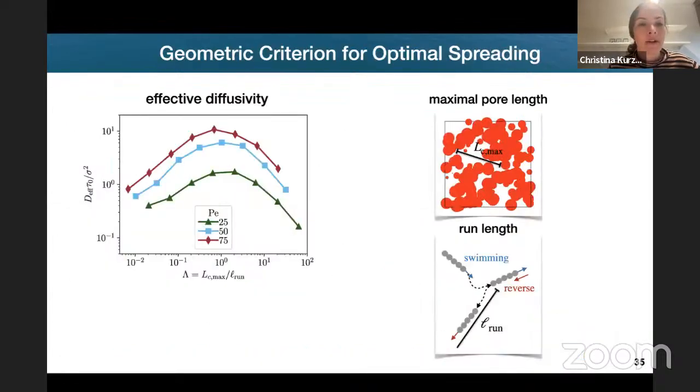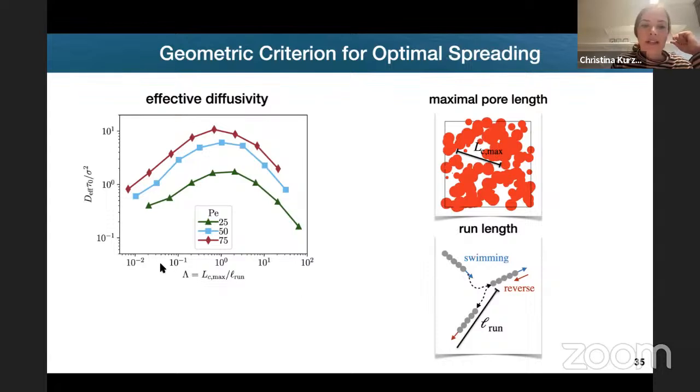Here I'm plotting the densest environment of those, and we plot the effective diffusivity for different Péclet numbers, so for swimmers that have different velocities. I'd like you to remember two important length scales in this system. The first one that I told you about is the maximal pore length, the maximal path that I can find in this environment. The second important length scale is the run length of the swimmers, or the persistence length. It's the length that they move before they change their swimming direction. That's what we call L run.